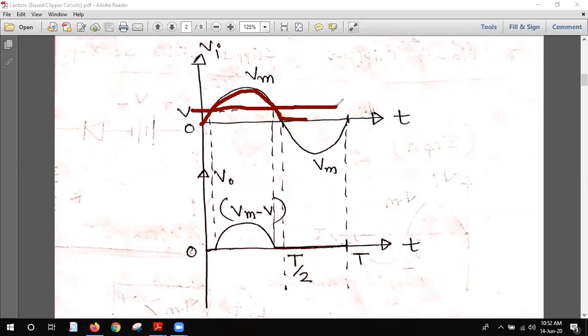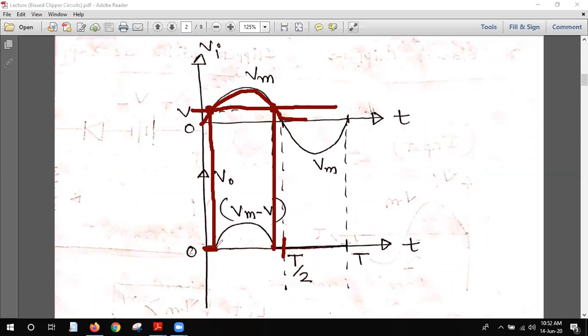Till this point, vi equals V, and after this point the finding is something else. So we can draw this line, and it is the same on the outer side also. So this is the half cycle. Till these two points there is no output, the output is zero, so we have to draw something like that.